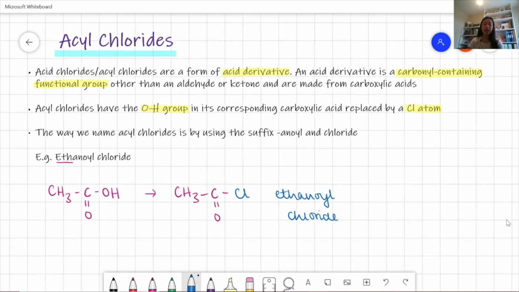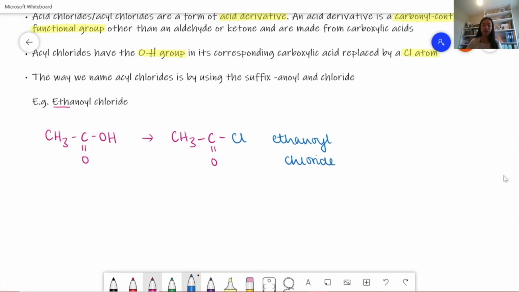And as another example, we could have CH3, CH2, CH2, C double bond O, Cl. And how we would name this is, again, you count up the carbons. So we have 1, 2, 3, 4 carbons. And so the name of this would be butanoyl chloride.